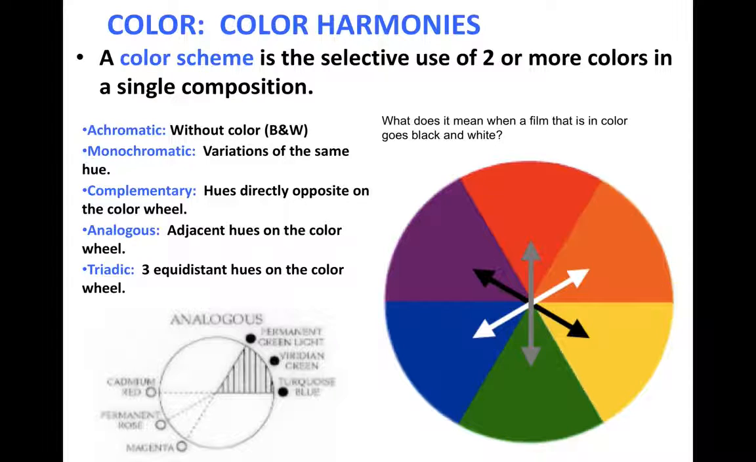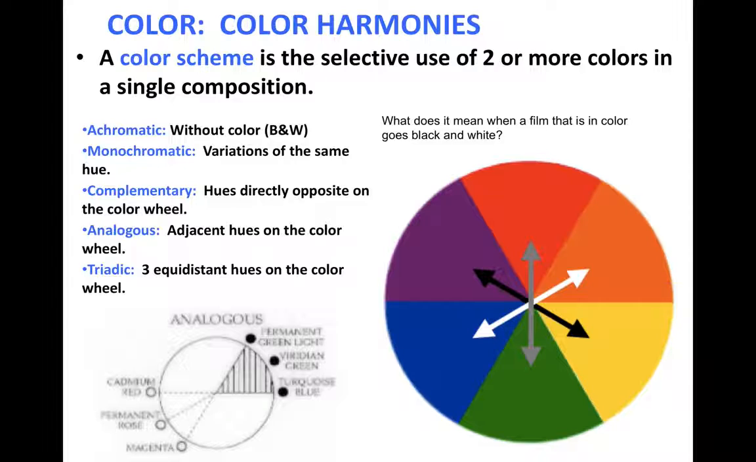I also want to mention about things being achromatic. In a film, if it's in color with full chromatic appearance, and it goes to black and white, usually it references something from the past, so that achromatic view is a flashback. So it's used a lot.